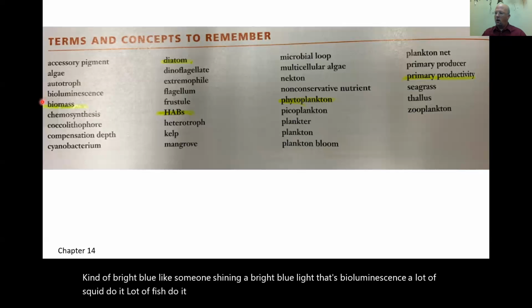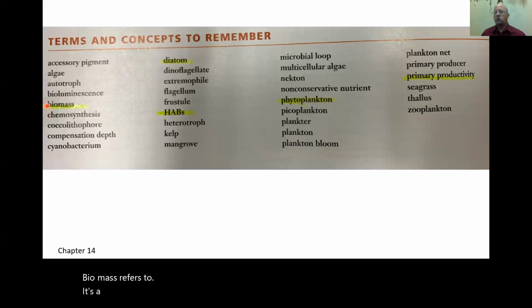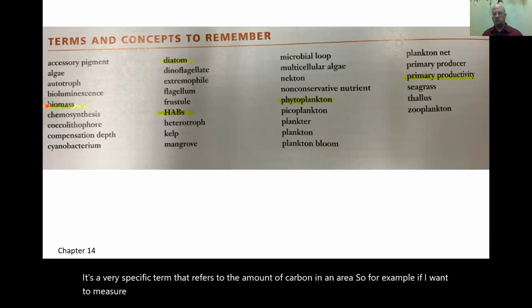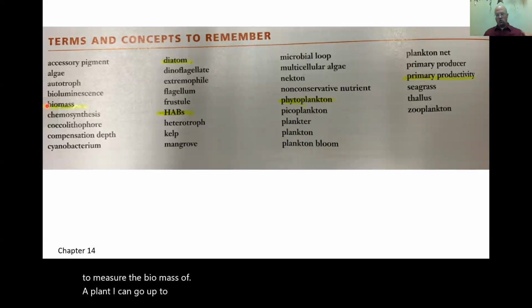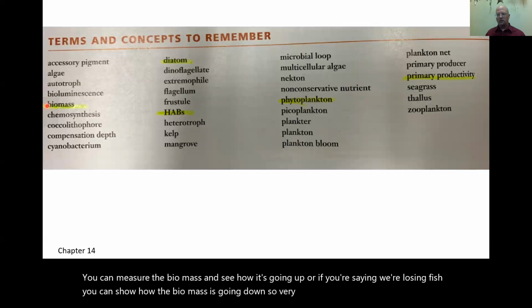It's very common, actually. Biomass is a term I want you to know. It's a very specific term. It refers to the amount of carbon in an area. For example, if I want to measure the biomass of a plant, I can go out to a field, measure 1 meter by 1 meter, cut all the grass and weigh it. And that weight, grams, kilograms, however much it is, per unit area, that's biomass. Biomass is a number that we use to compare. If you want to say we're getting more and more fish, you can measure the biomass and see it going up. Or if we're losing fish, you can show the biomass going down. So it's a very handy way to provide data.